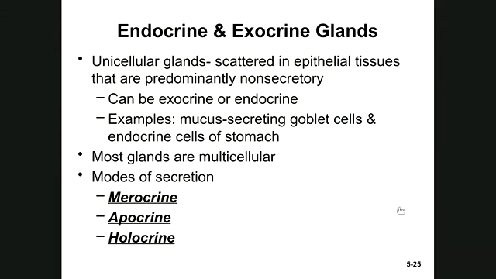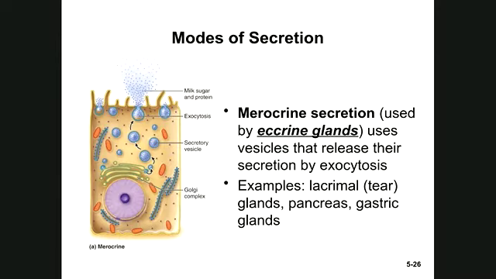Now I want to show you their pictures. This is merocrine secretion. At the time of this secretion, the secretory product, as you see here, comes to the upper part of the cell, does exocytosis and comes out of our cell. Examples of merocrine glands are the lacrimal gland or tear gland, pancreas, and gastric glands. The other name for merocrine glands is eccrine glands.